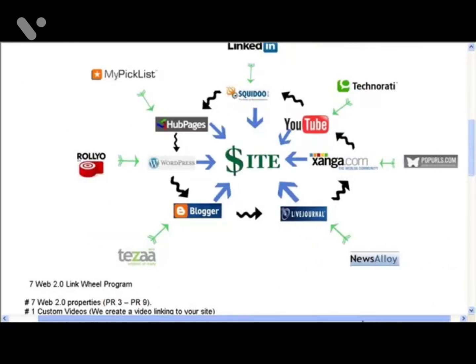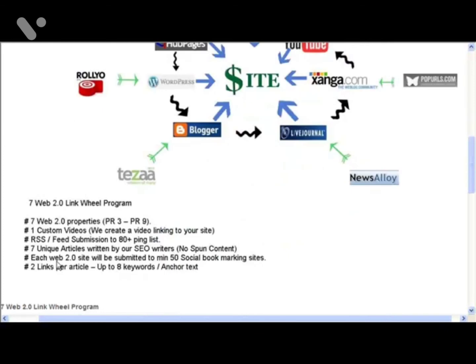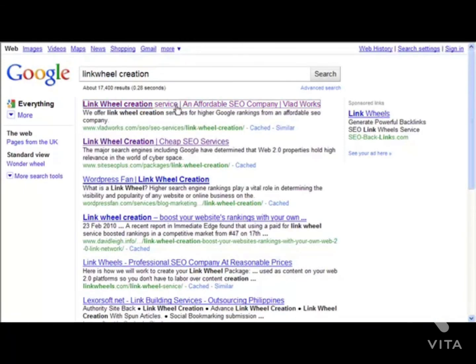However, one thing they do, which is rather nice of them, is here you are. Here's some very nice ideas for sites that you can use. There's a number of sites here you may want to use: Xanga, LiveJournal, NewsAlloy, and so on. So some good ideas here. You can see what they offer. They're not going to be cheap, because you get 7 unique articles written, 7 Web 2.0 properties, 1 custom video, your RSS feed submitted, social bookmarking of each site, and 2 links per. They do a lot for you, but I imagine it's fairly pricey because they don't show you a price. So let's go back and have a look at another one. Let's click on this one and see what it says.